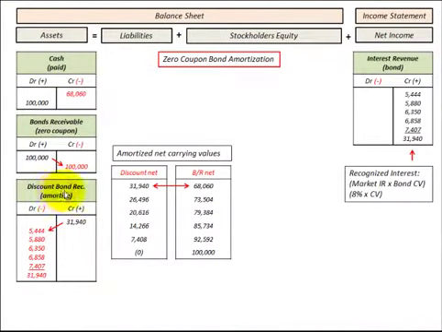So just going back and looking at this discount to bonds receivable, that's the interest revenue that we recognize each year on that bond, and that would be recorded over here in your interest revenue account. So that's just a summary of how we would record zero coupon bonds receivable on our balance sheet and on our income statement.